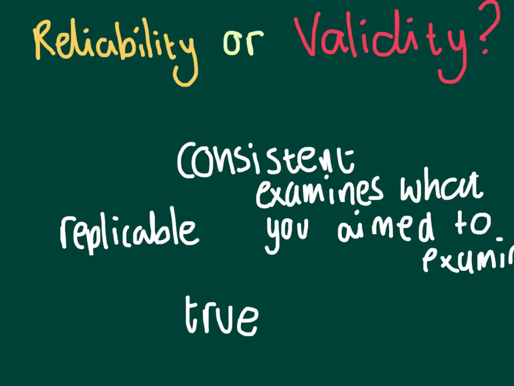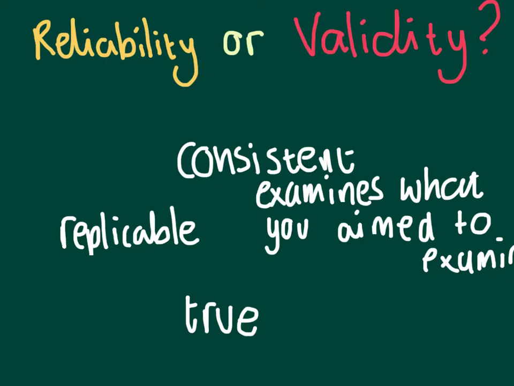So the first thing you need to know is what is reliability and what is validity, and what's the difference between the two. It's important to remember that if a measure is not reliable, your results cannot be valid. In other words, you can have reliability without validity, but you cannot have validity without reliability. In order to have validity, you have to have reliability as well.